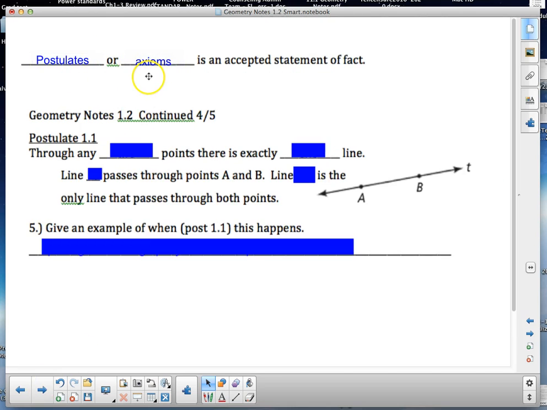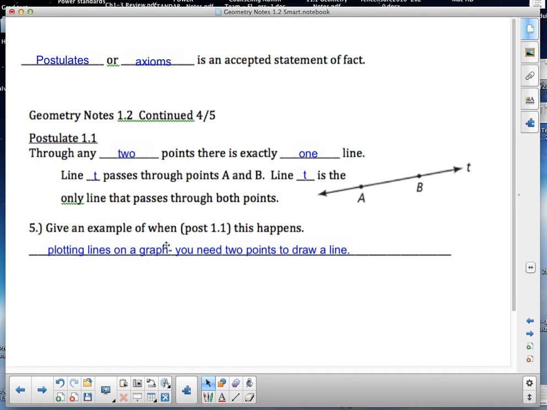Now, postulates and axioms are accepted statements of fact. And postulate and axiom are considered the same thing. We will use the term postulates the rest of the semester. But axiom is what it is. Okay, we're on page 4 of 5. Okay, postulate 1-1. Through any 2 points, there is exactly one line. Line T passes through points A and B, and line T is the only line that passes through both points. Okay, there are no other lines through those 2 points. We can give an example of this.